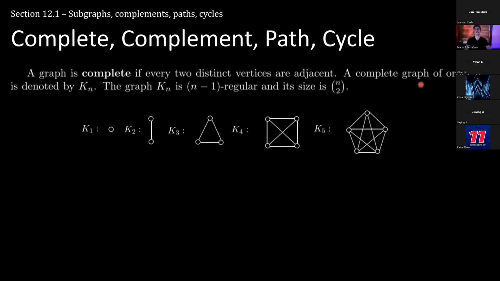Another important vocab is complete. So a graph is complete if every two distinct vertices are adjacent. A complete graph of order n is denoted by K sub n. The graph K sub n is n minus 1 regular, and its size is n choose 2. So complete graphs just basically look like this. It's like every node is connected to every other node. It's like a densely connected graph. Mostly, this is something that we use just to set up a problem. Typically, we don't use this in proofs.